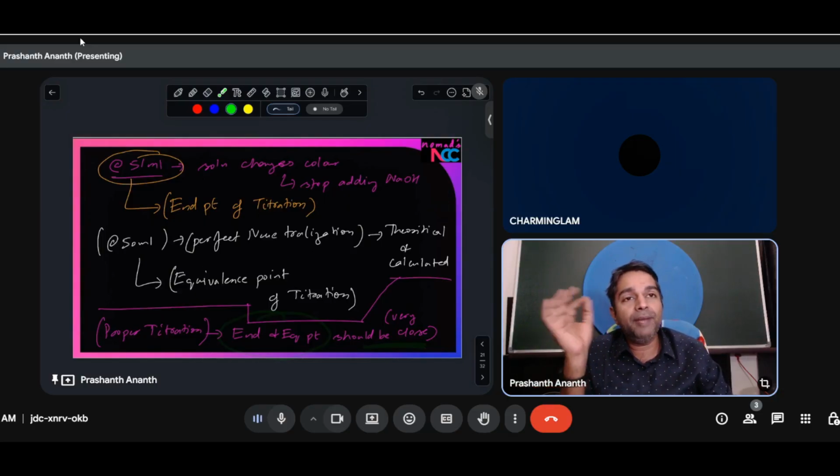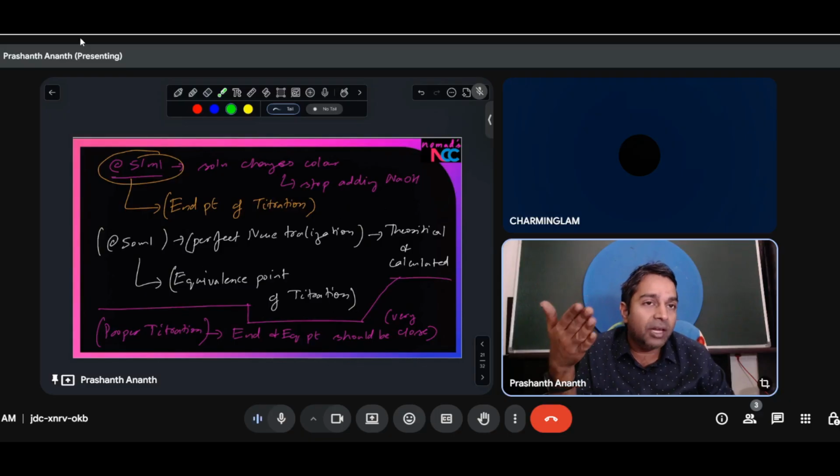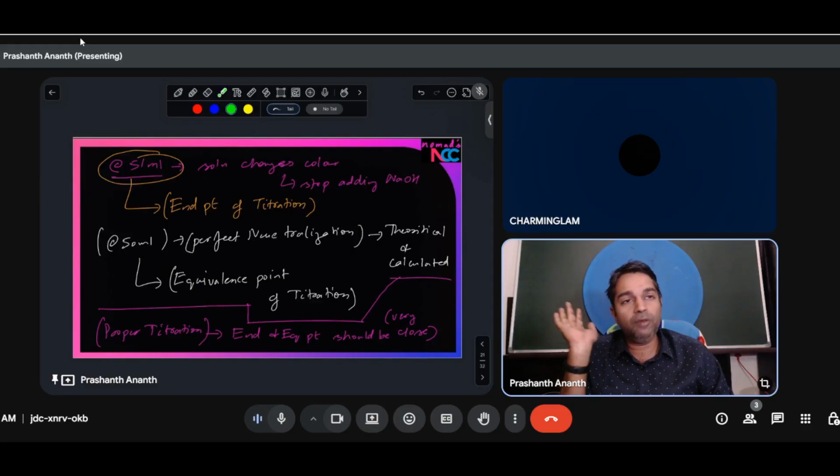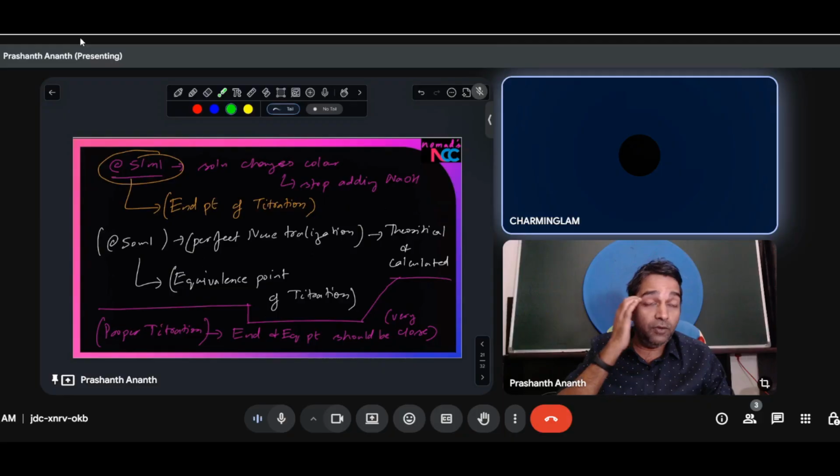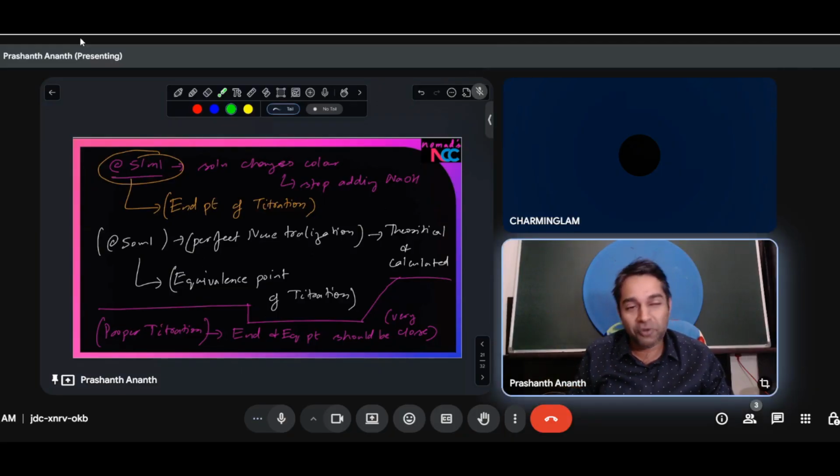I don't need them to be perfectly the same, that is not needed. I just need the end point and equivalence point to be very close to each other. As long as we who are doing the experiment know that this end point is 1 ml more or 1 ml less than the equivalence point, then no problem. We can always subtract or add 1 drop and solve as we need to. But if you make a mistake, no escapism, you have to redo.